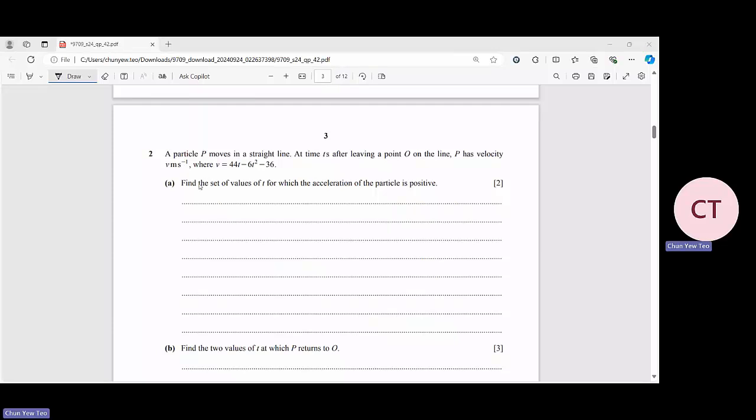Okay, now we take a look at question number 2. A particle P moves in a straight line at time t seconds after leaving the point O on the line. P has a velocity v meter per second, where v is equal to 40 minus 6t squared minus 36. Find the set of values of t for which the acceleration of the particle is positive.